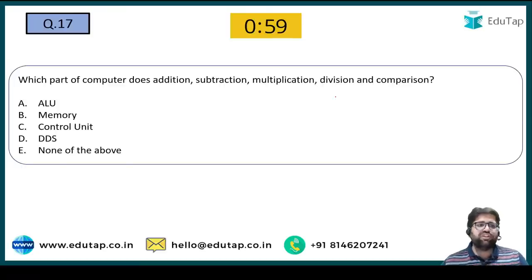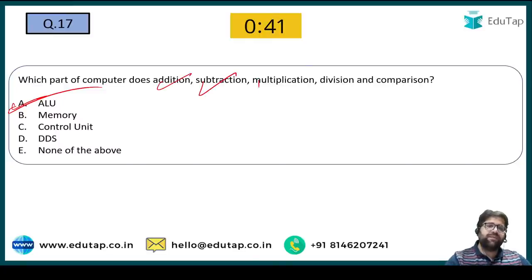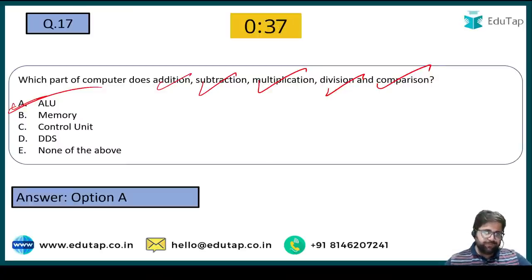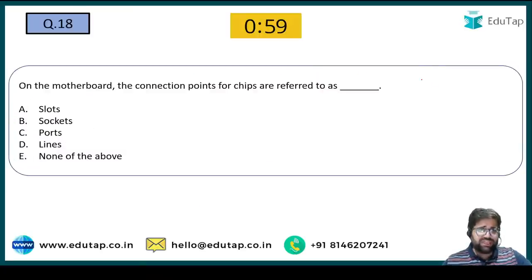Now I am moving to question number 17. I am maintaining that particular pace so that our session can be concluded in 2 to 2.5 hours. Where more interaction is required, I will provide it. Yes, here the correct answer will be ALU. We have just discussed which part of the computer does addition, subtraction, multiplication, division and comparison. Okay. Question number 18. On motherboards, the connection points for chips are referred to as.